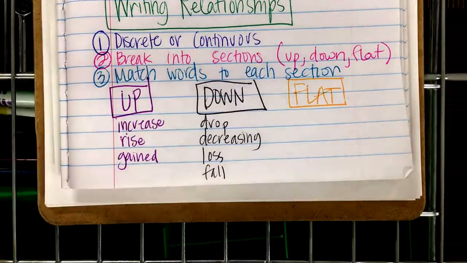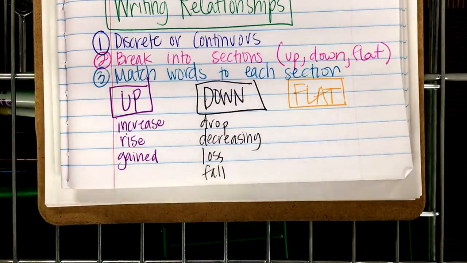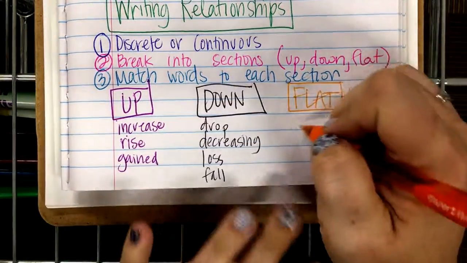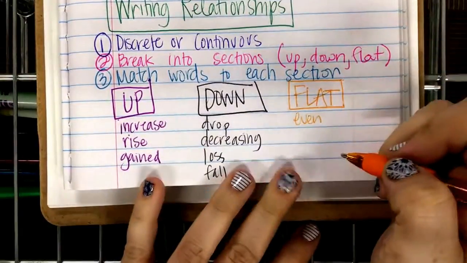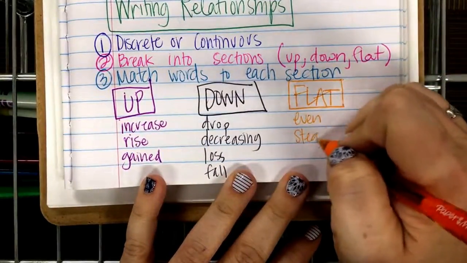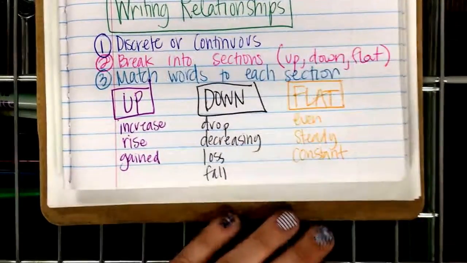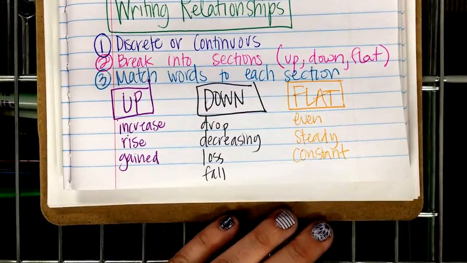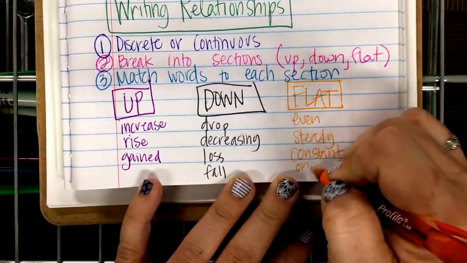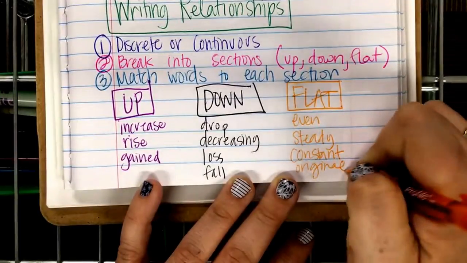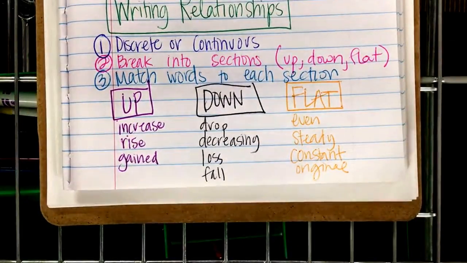In a story, what words could mean a flat part of the graph? Jameson? Even. Evened out? Yeah. Morgan? Steady or consistent. Steady, constant, consistent. Rashik? The origin, original. Plateau, if you remain still.